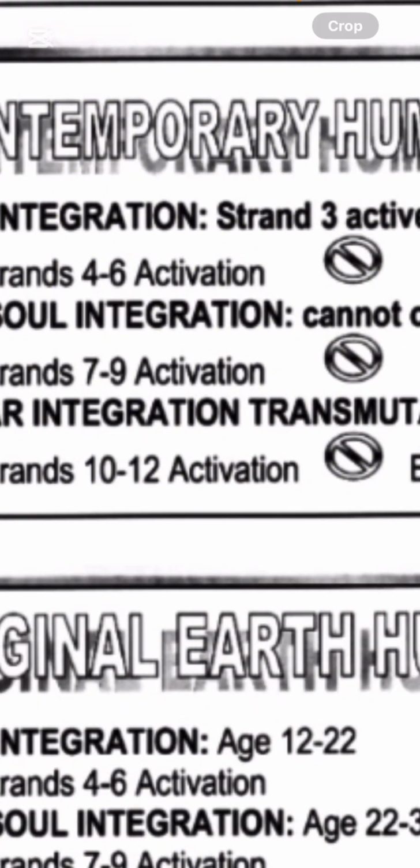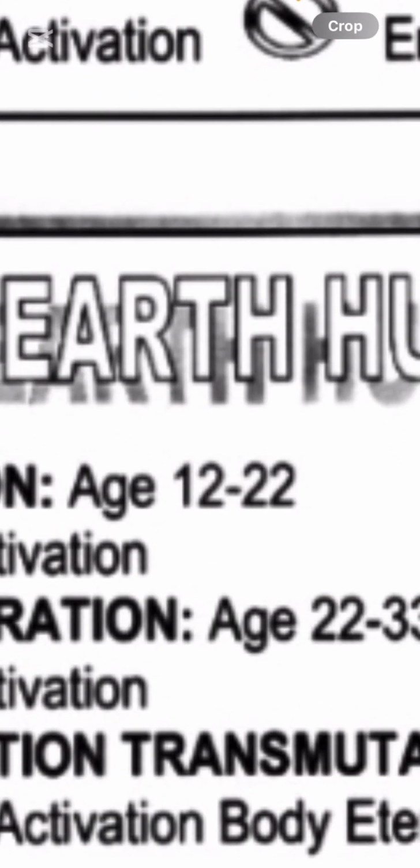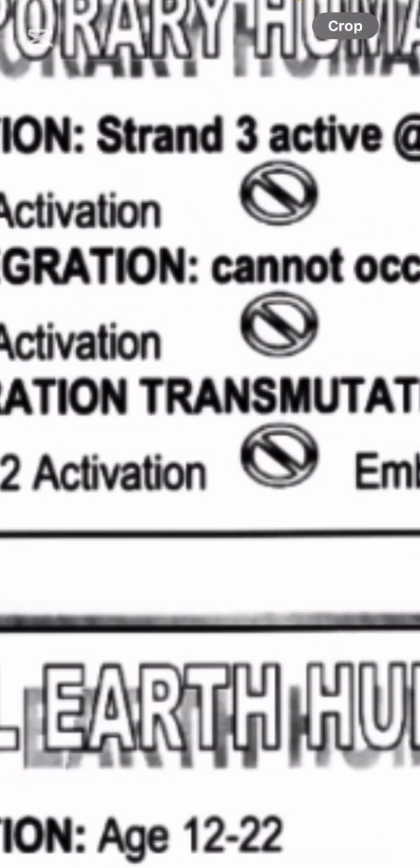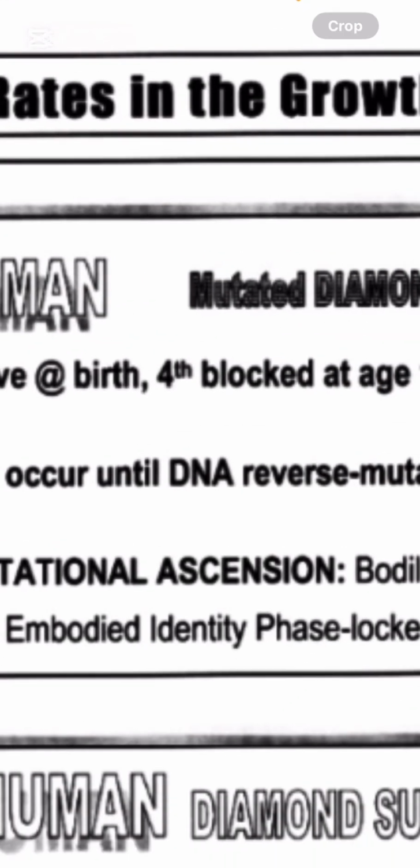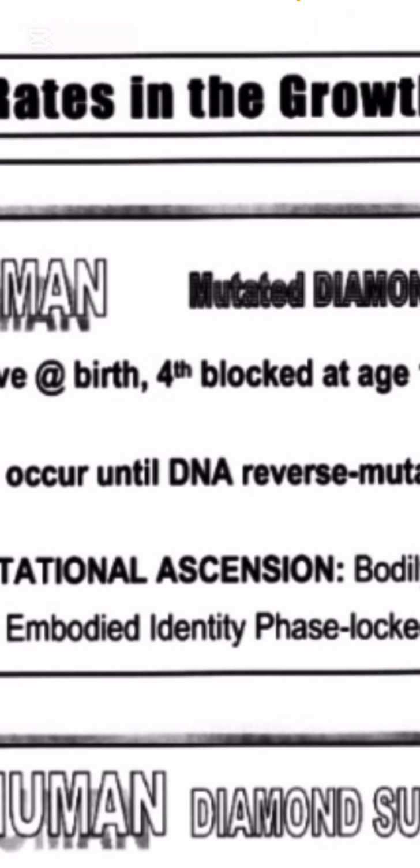So what happens if this doesn't happen? Death. This is why a lot of people die. A lot of children, young people die between 12 and 22. They die. The matrix, they go back into the astral realm, into the spiritual realm, the realm of the ancestors, and they recycle and they get a new body.